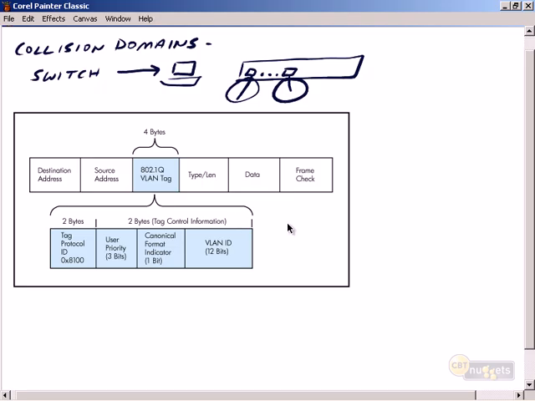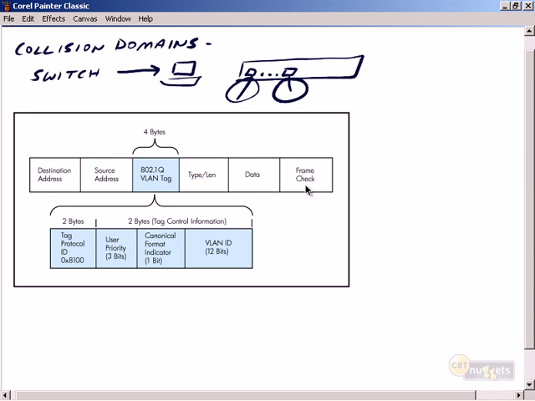Something else you're going to want to know is this. This is the IEEE 802.1Q frame. Here's the destination MAC address, source MAC address. Here's the .1Q or the VLAN tag information. There are a couple of fields here you want to know about. For example, there's a type field and a frame check or a checksum field.